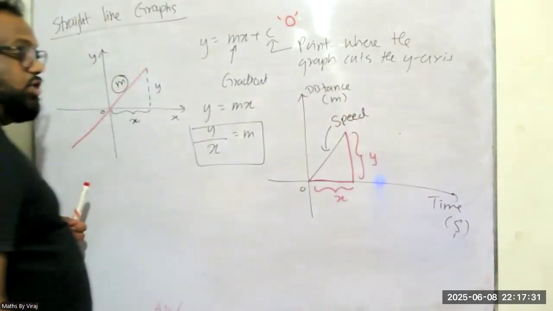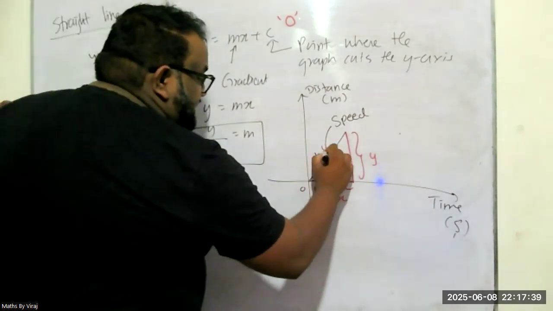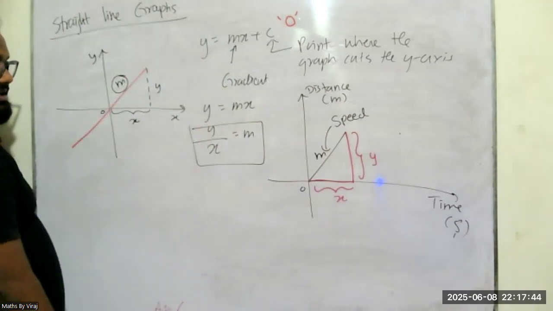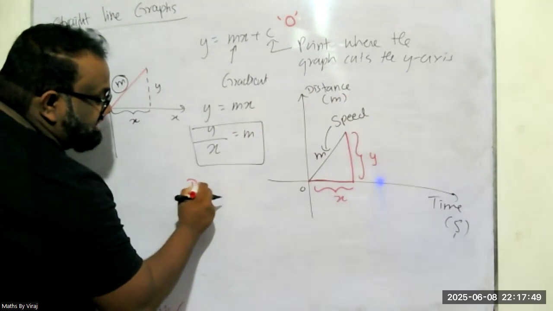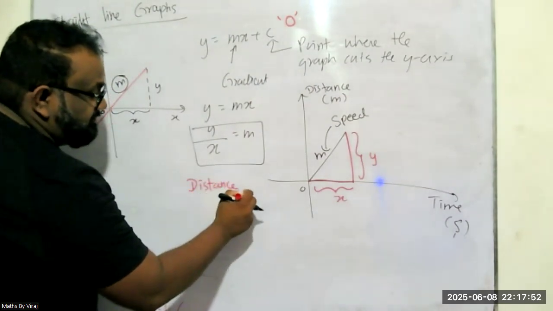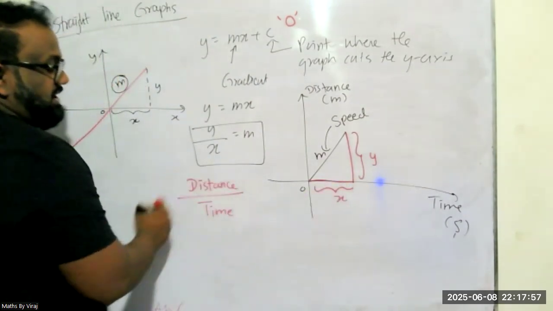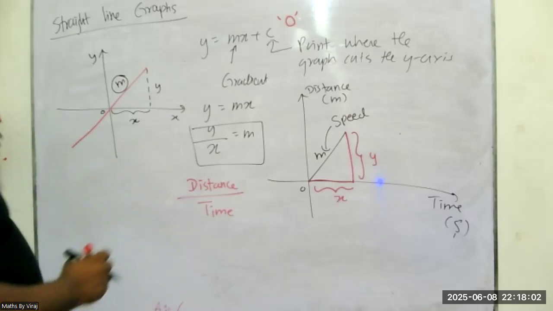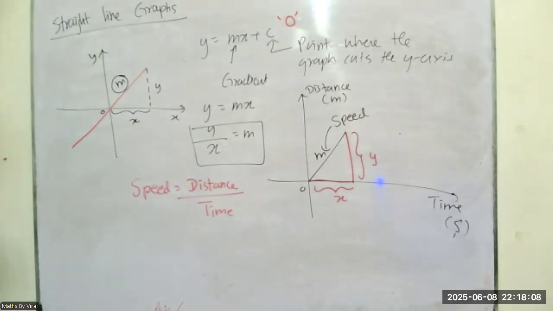I am saying that the slope is my speed. Let's try to understand how it is my speed. If I say that this is my gradient, gradient is y divided by x. In this particular instance, what is my y? Distance. Yes or no? What is my x? Time. Therefore, previously I taught you that distance divided by time is what? Speed. Am I clear?